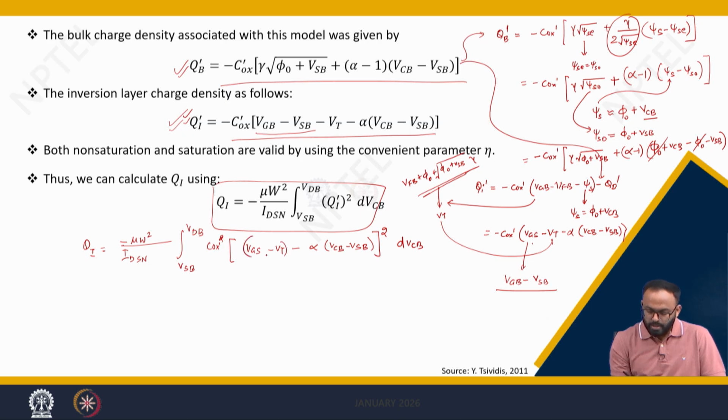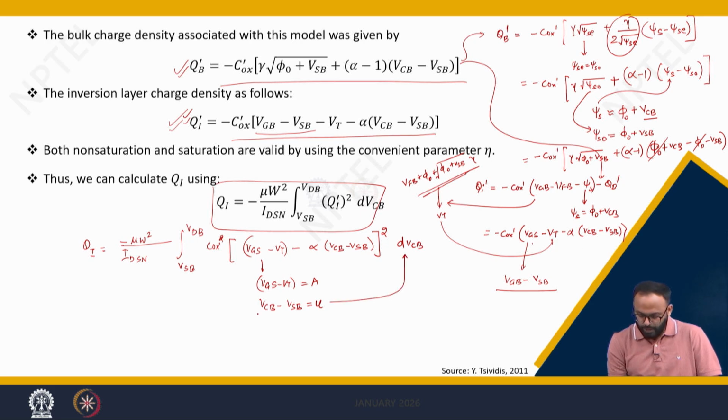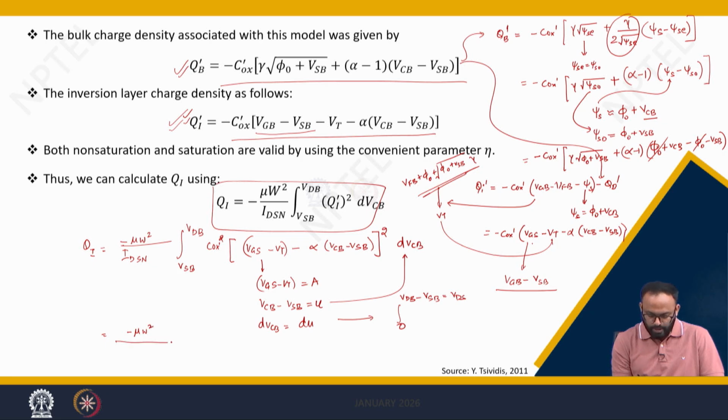dVCB. For sake of simplicity, I am assuming VGS minus VT as A and VCB minus VSB as, let us say, U. We need to integrate with respect to VCB. So, we need to change the variable: dVCB is equals to du. Accordingly, the limit will be what? If you put VSB, the limit will be 0. If you put VDB, the limit will be VDB minus VSB, which is nothing but what? VDS.